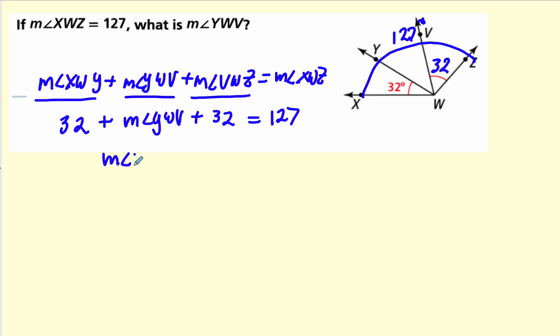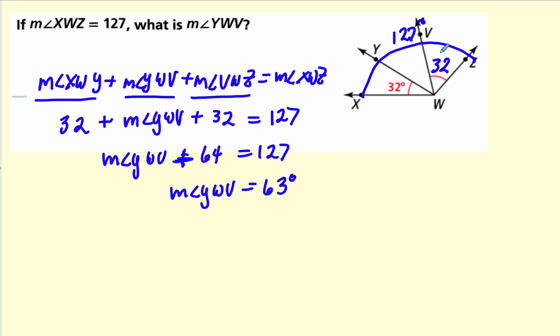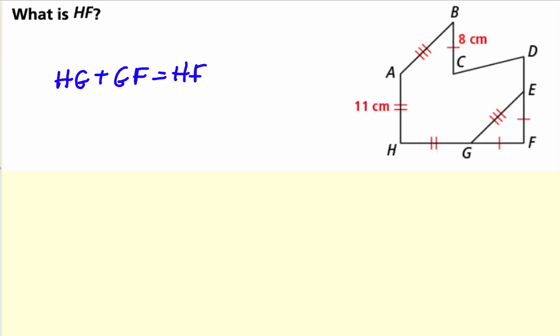So the measure of angle YWV plus 64 equals 127, and the measure of angle YWV will be equal to 63. So that's how many degrees? 63 degrees has to be here in order for all three of those to add up to 127.